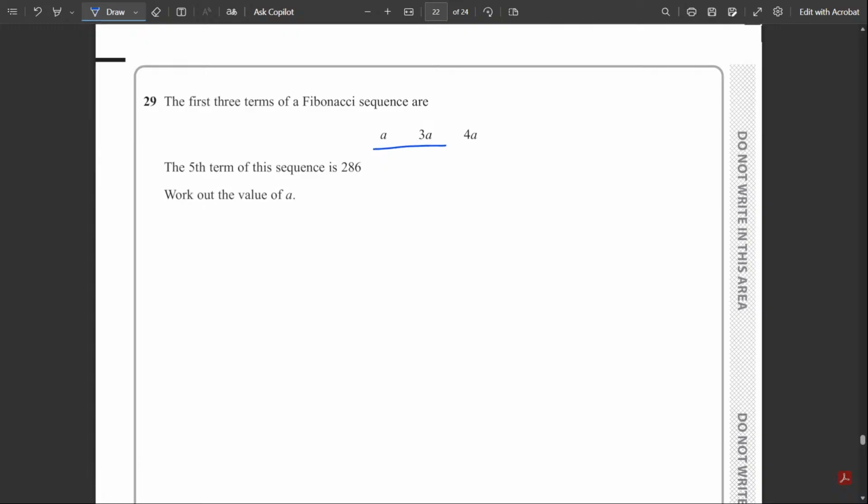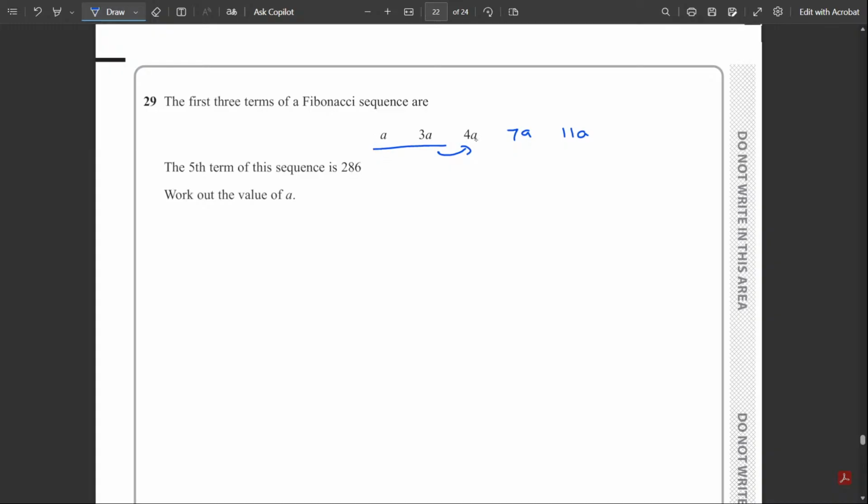Fibonacci type sequences, when you have to add the previous two terms to get the next term. So a plus 3a will give you 4a. 3a plus 4a will give you 7a. 4a plus 7a will give you 11a. And so on. Okay, so the fifth term of the sequence is 286.